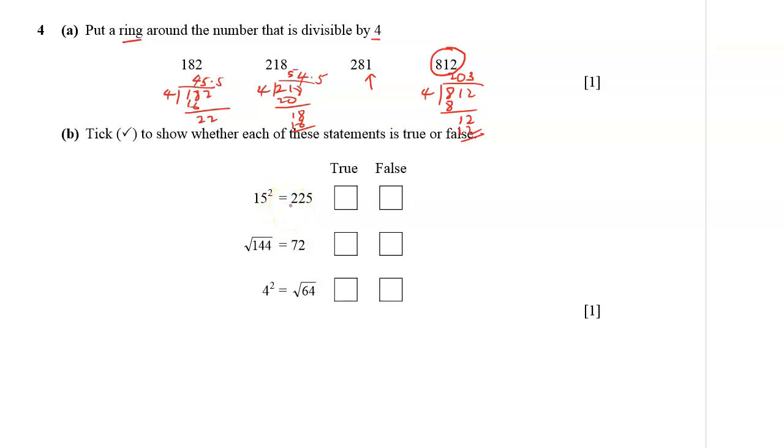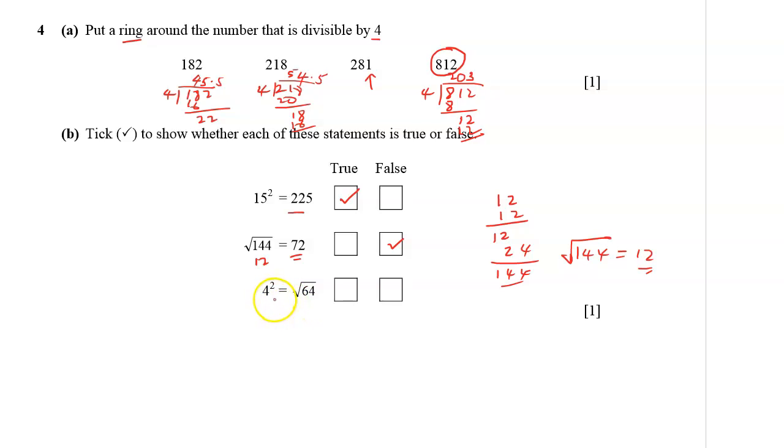Part B, put a tick to show whether each of these statements is true or false. 15 squared, of course, I know you mastered the squares. 15 squared is 225, which is correct. Square root of 144 is 12. Therefore, it's not 72. That is correct. Of course, you can prove that. You can do 12 times 12. This will give us 24, this will give us 120. When you add, you get 144.